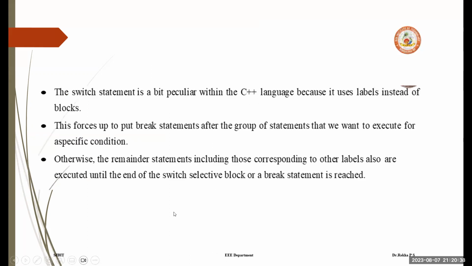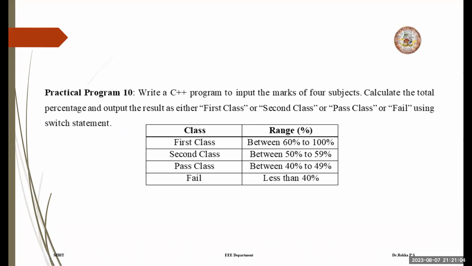This first statement is a bit peculiar within the C++ language because it uses labels instead of blocks. This forces us to put break statements after the group of statements that we want to execute for a specific condition. Otherwise, the remaining statements, including those corresponding to other labels, are also executed until the end of the switch block or a break statement is reached.